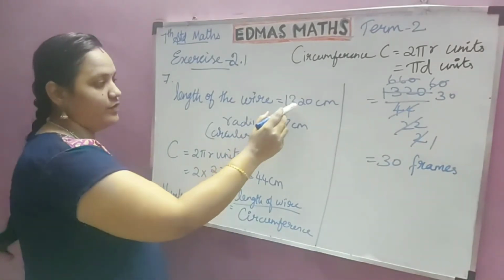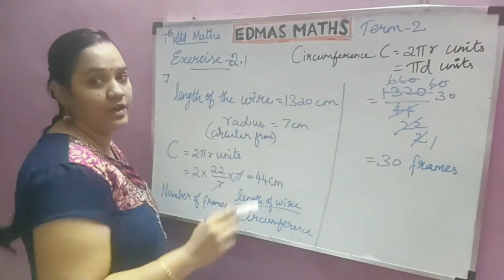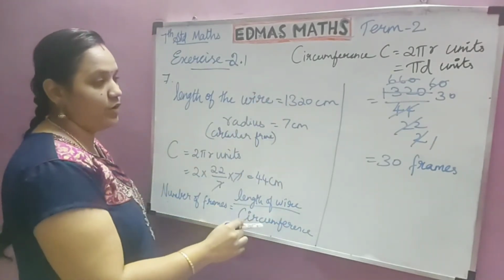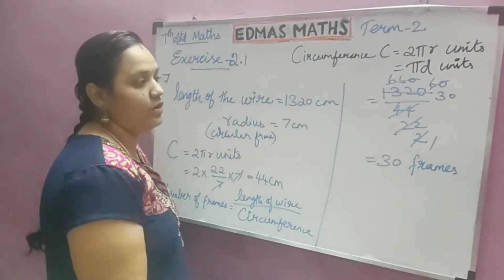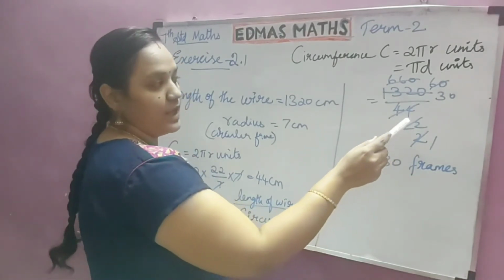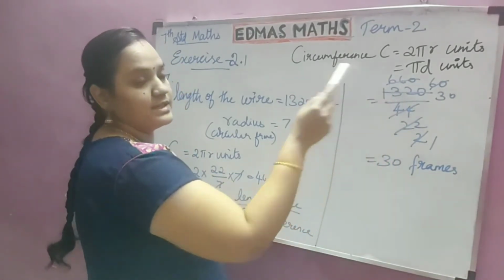The length of the wire divided by the circumference. The length of the wire is given as 1320 and the circumference we found as 44. So I have written 1320 divided by 44. Now I have cancelled using the 2 table, so I got 22 and here 660.